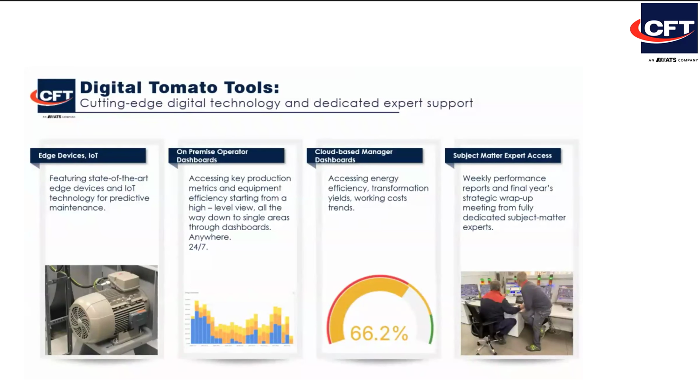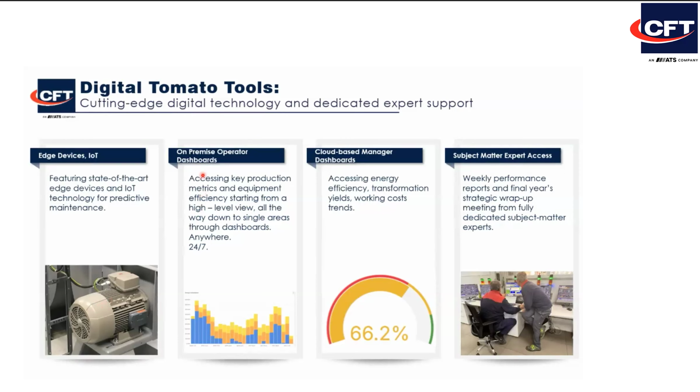The Digital Tomato is based on several tools. Here is a summary of the main ones. The first and most important one is the presence of edge devices and IoT, basically installing sensors such as vibration monitoring or temperature control on all major pumps and actuators in order to have a predictive maintenance that will allow the customer to plan interventions and substitute a defective part before it actually fails, causing a major stop.